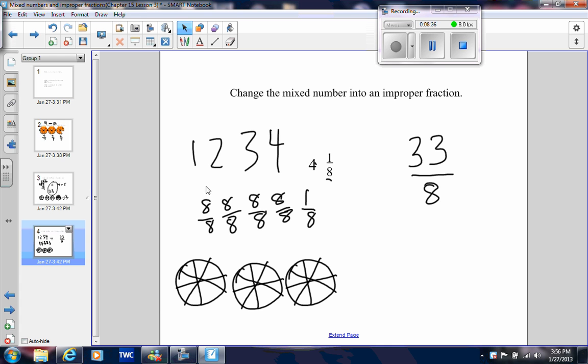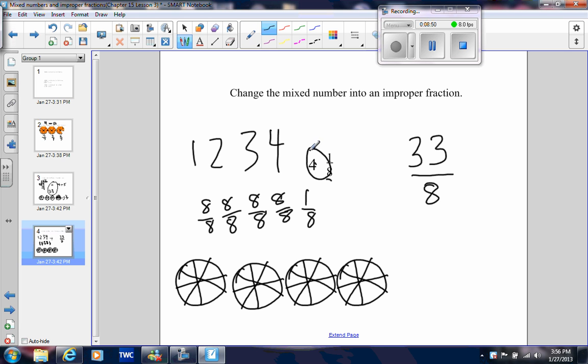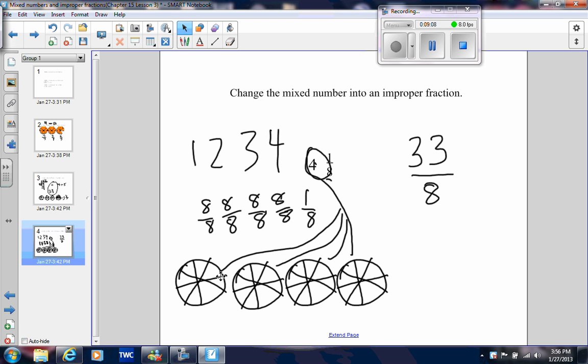So far I've got 1 and 2 and 3, and then there's my 4th. So these 4 8/8 right here are right here. 1, 2, 3. Those are the 4 whole things right there and there. Each 8/8, that's 8, 16, 24, 32. But I also have this last one right here. I can't forget about this leftover.